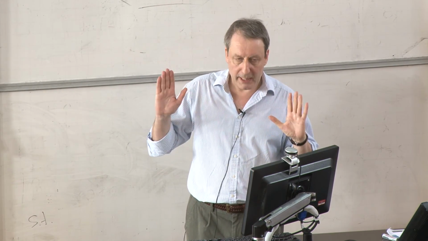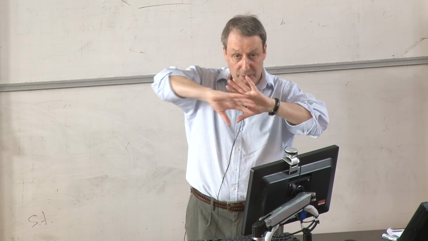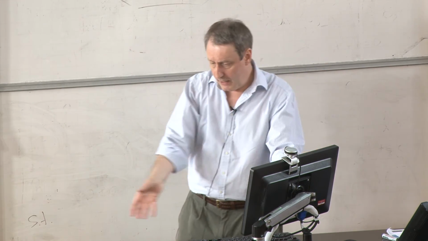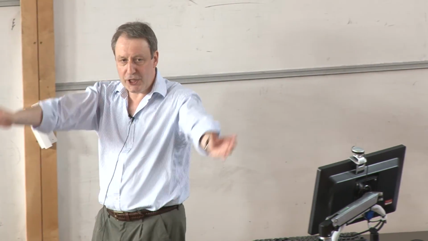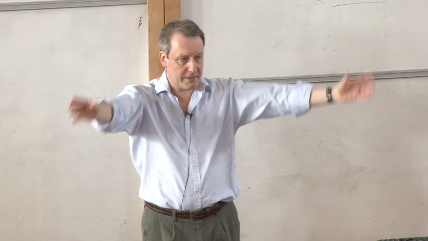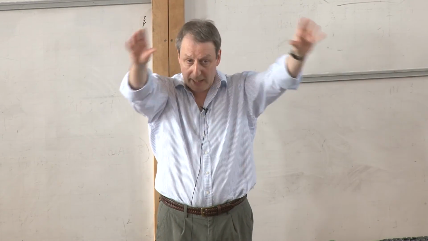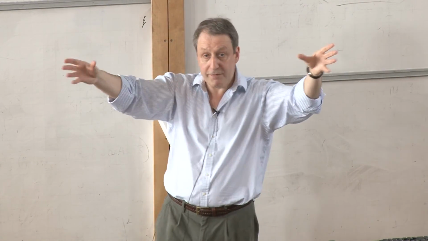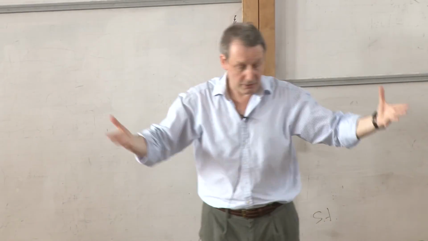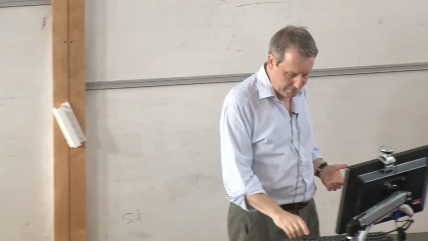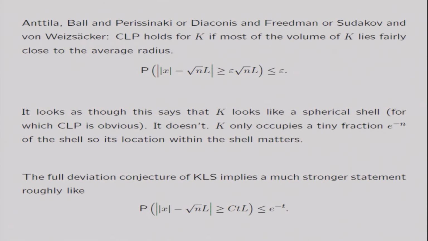Okay, so the central limit problem holds if you have this sort of concentration of mass in a shell. If most of the mass of the domain lies in a shell of radius of course root nL, the typical radius. I mean, if it's going to be anywhere, it's got to be there. Now it looks as though this is kind of a silly observation.